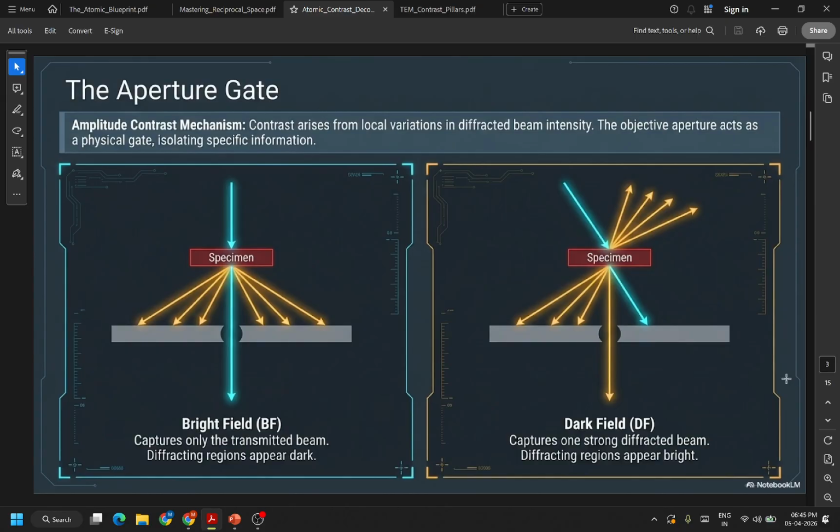In bright field, it captures only the transmitted beam and the diffracting regions will appear dark, whereas in dark field it will capture only one of the diffracted beams and all other regions will appear dark, and this single-direction diffracting region will appear bright.